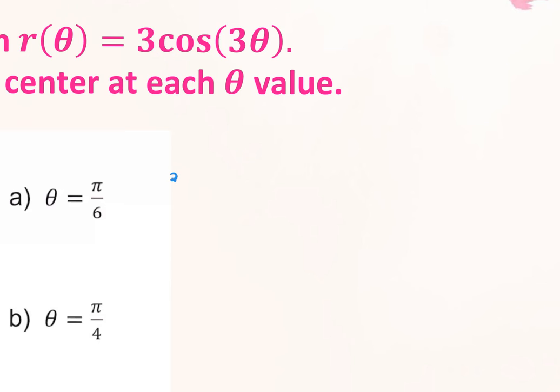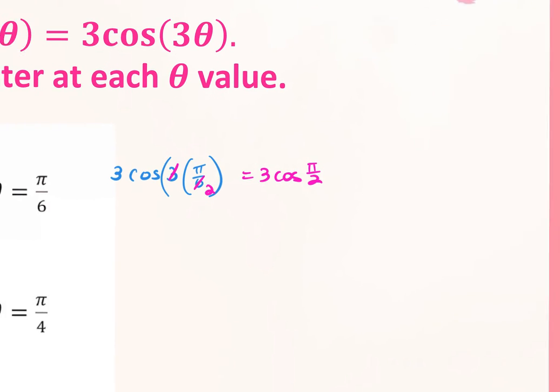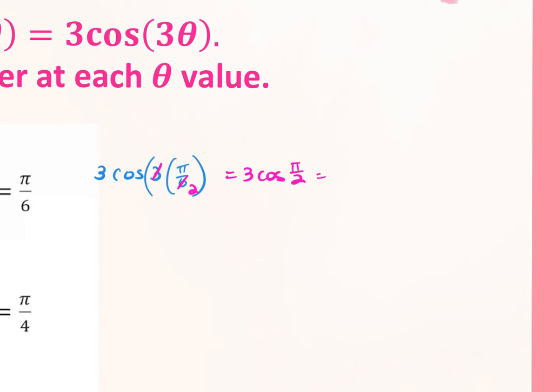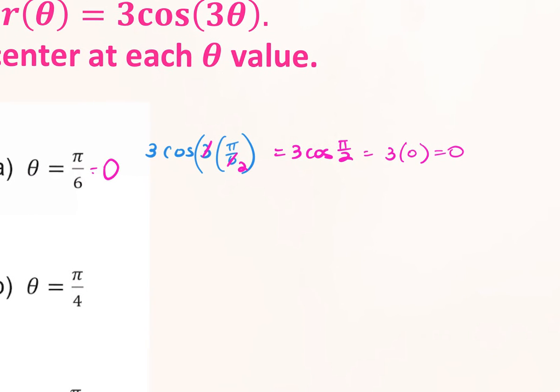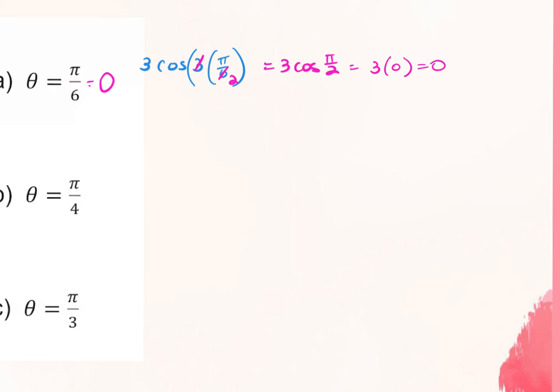So 3 cosine 3 times pi over 6. We're going to simplify. 3 goes into 6 twice, so this is 3 cosine pi over 2. And what's the cosine at pi over 2? 0. So this is 0. And we're going to repeat it for pi over 4.